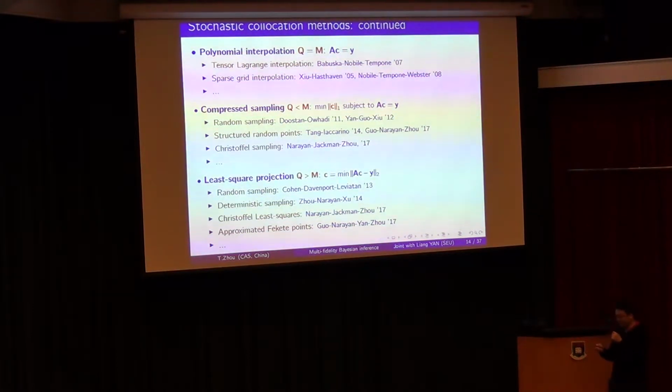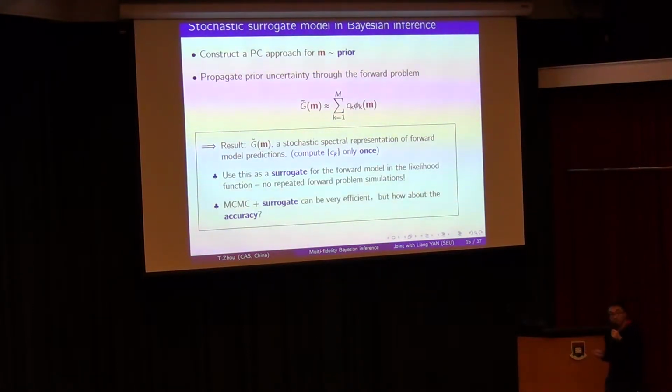Just keep in mind that we can use this kind of method to build a surrogate model for the full forward model. Then combining this surrogate model with MCMC can be very efficient, because you don't need to compute the full model for the online computation. But what about the accuracy? As I told you before, if the prior is far away from the posteriors, the accuracy of this kind of problem is not guaranteed actually.